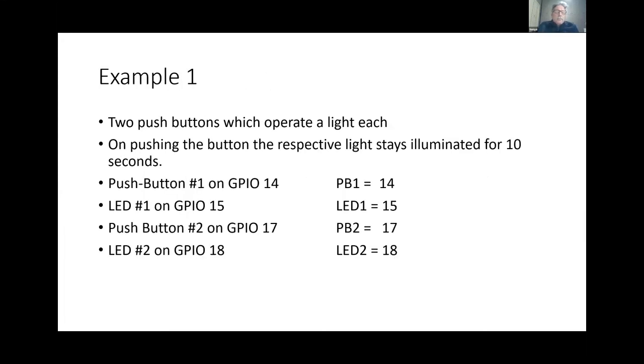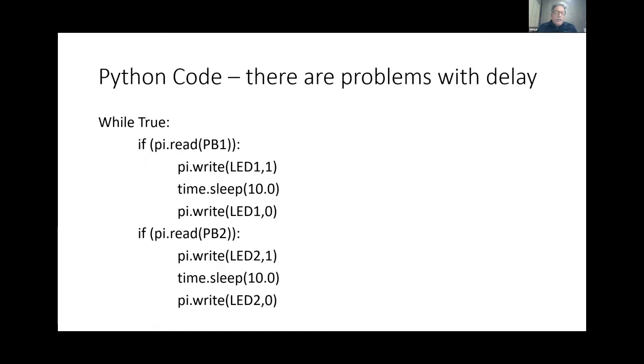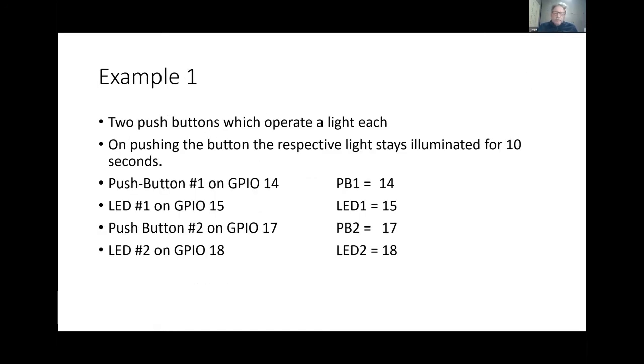So let's explain this, and I've got some examples here. Let's take, say, two push buttons, and each one operates a light. You push the first button and it illuminates the first light for 10 seconds. You push the second button, it illuminates the second light for 10 seconds. So there'll be two effectively independent processes. You should be able to press them, one after the other, and they both come on for 10 seconds. I've written up, I'm calling them, PB1 and LED1, and PB2 and LED2.